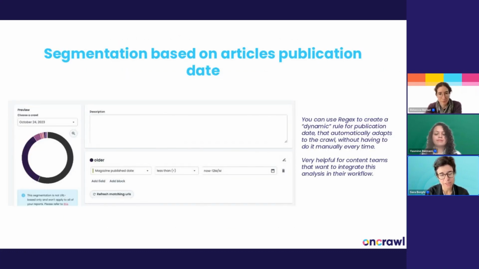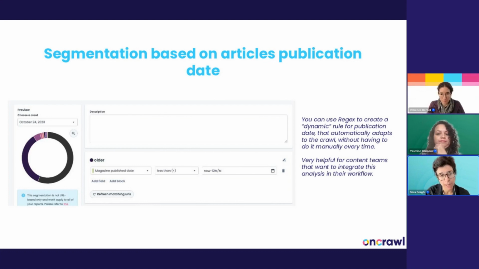Another really good one, especially for media and editorial sites, is a segmentation based on publication dates. What's really interesting about this segmentation is, I think, two things. In terms of setup, you can use regex, regular expressions, to create a dynamic rule. So you don't have to go in the app and change the segmentation with the actual dates, but the segmentation will automatically adapt as you run new crawls. This is really handy, and very useful for content teams to keep track of how old the articles are and how they perform.